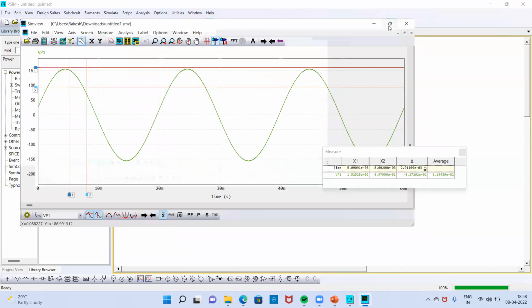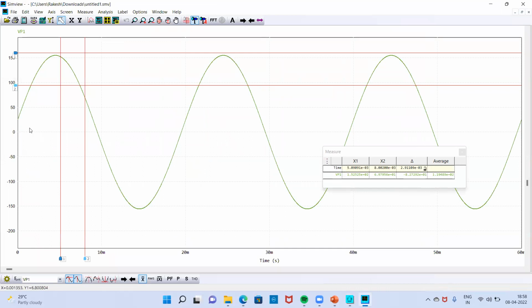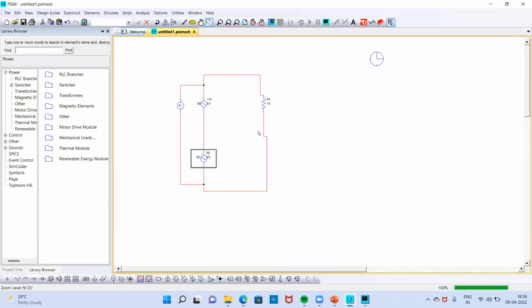I will zoom in on this one. You can see there is a difference here. The waveform is changed, but the nature of this waveform didn't change. It is again a sinusoidal waveform. So these things you must understand. I hope it is clear.